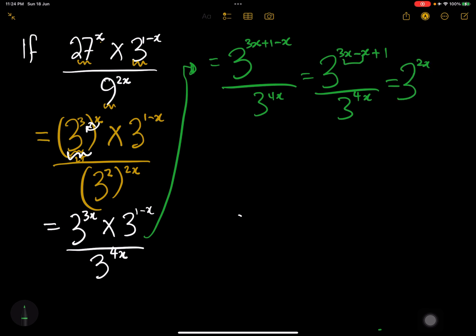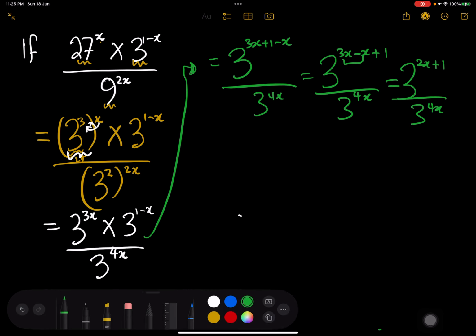Why? This is 3x that we have in our wallet. How do we know it's in our wallet? Because it's a positive 3x. So that one is in our wallet, and then we are paying off a debt, something we owe, $1. Once we pay, the debtor is compelled to give us a change, and that change is the 2x. And we are going to bring our plus 1 there, divided by the 3 to the power 4x. But we are not done yet.